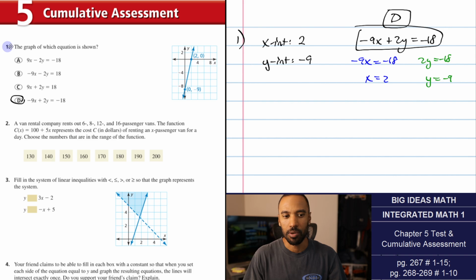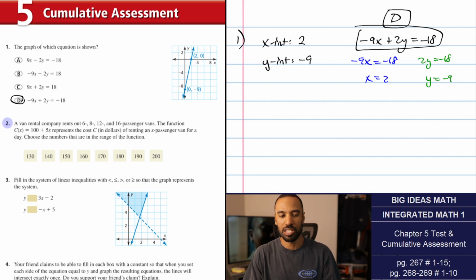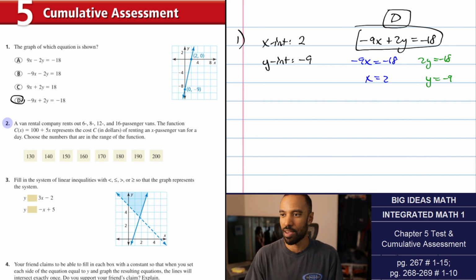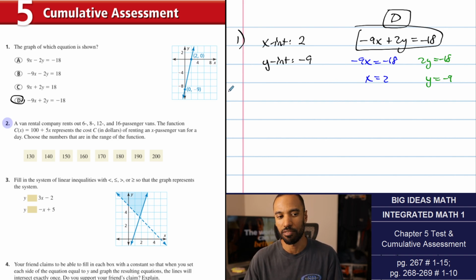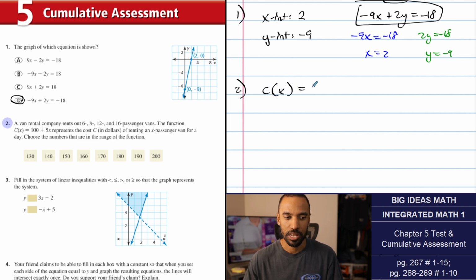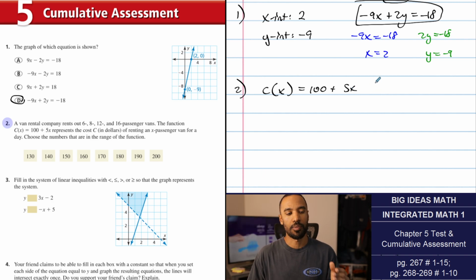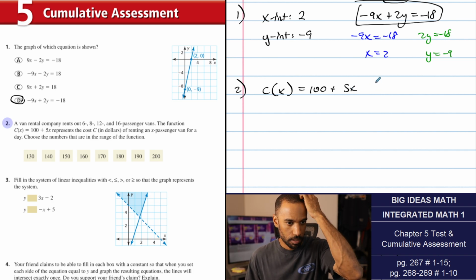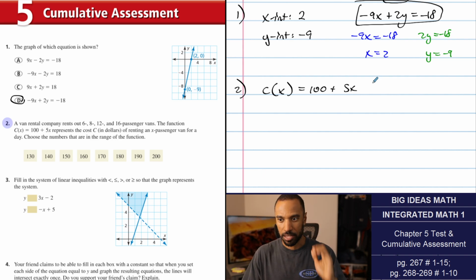All right, number 2. A van rental company rents out 6-, 8-, 12-, and 16-passenger vans. The function c of x equals 100 plus 5x represents the cost c in dollars of renting an x-passenger van for a day. Choose the numbers that are in the range of the function. This sounds like chapter 1. So we have c of x equals 100 plus 5x. x is the passenger van numbers here.